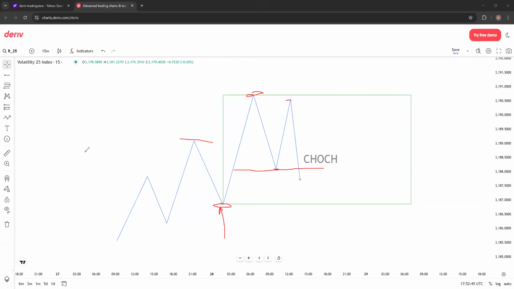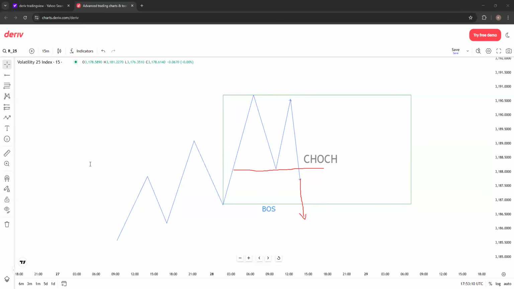But if we now happen to break that low, this is what we call a break of structure, meaning that we now have two things. We've first started by getting a change of character and then we got a break of structure.